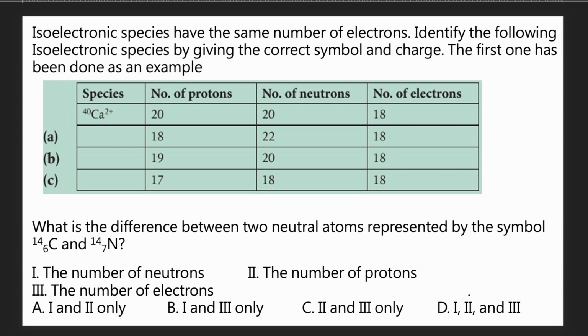Isoelectronic species have the same number of electrons. Identify the following isoelectronic species by giving the correct symbol and charge. The first one has been done as an example.